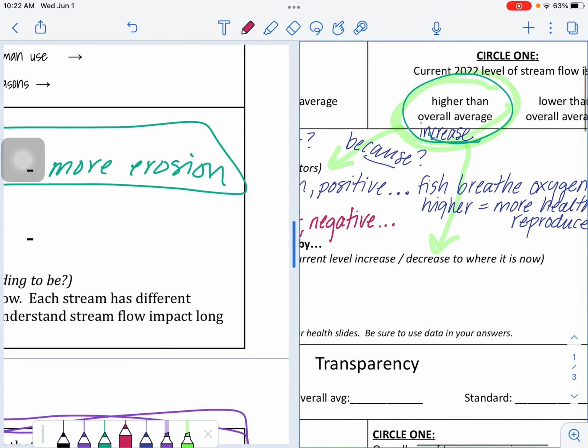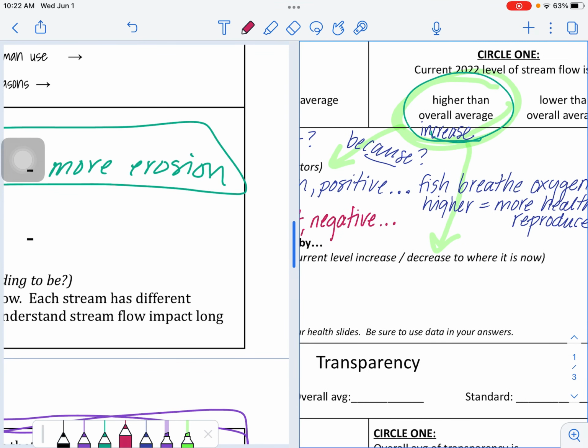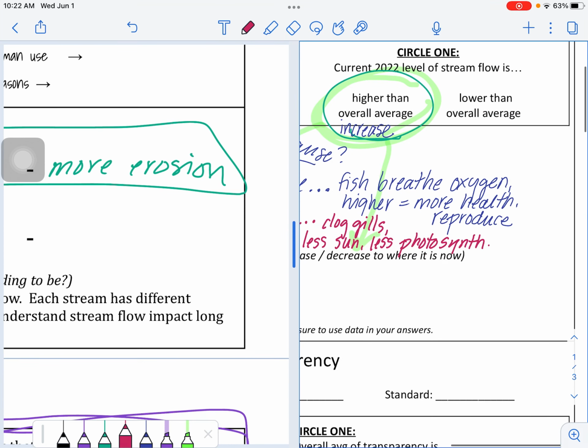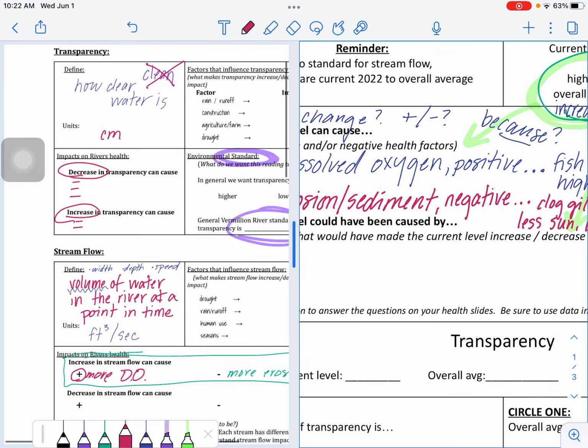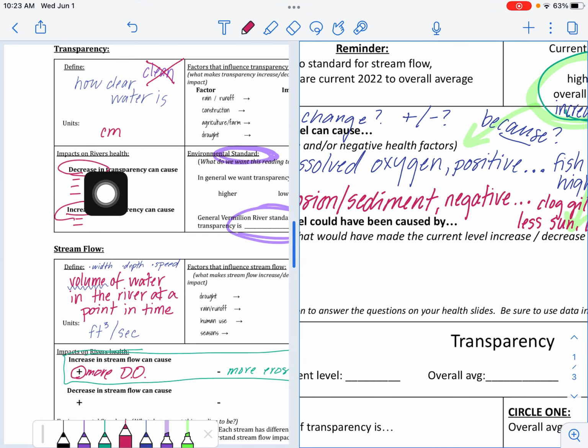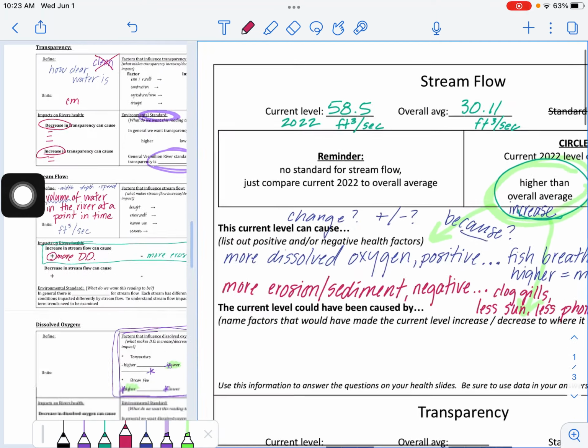We don't want more sediment in the water because, again, that can impact fish. It can clog their gills. It can mean less sunlight into the water, which means less photosynthesis. Essentially, lower transparency. So if I need a reminder on all those things, I can always pop back up here. Less transparency, but I got a good amount of information.